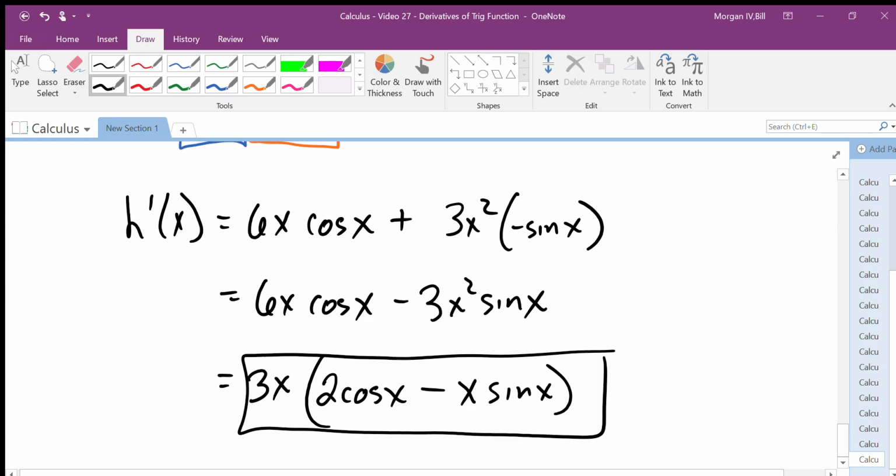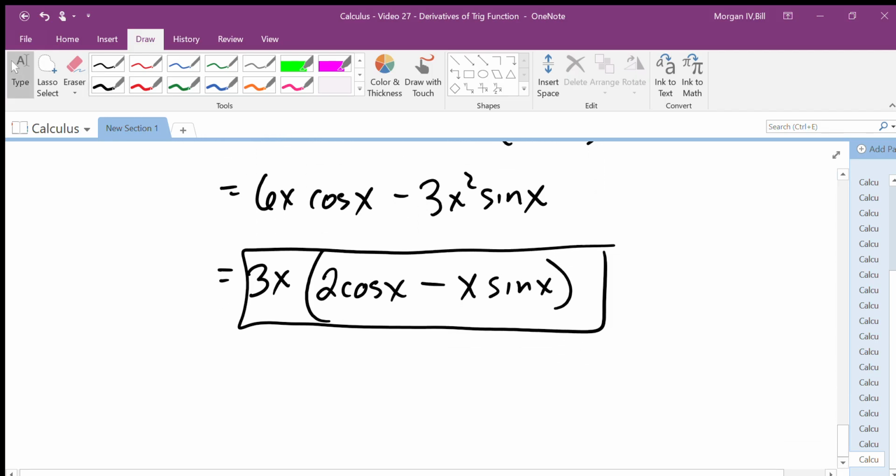Good, so derivatives of trig functions with product rules, quotient rules, things like that. All right, let's do one more.